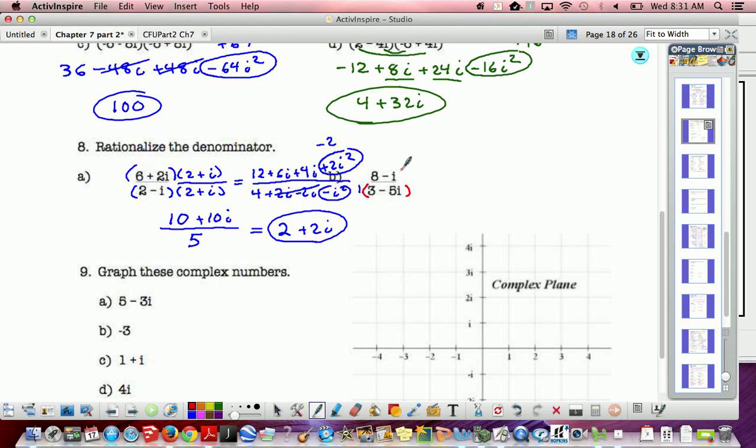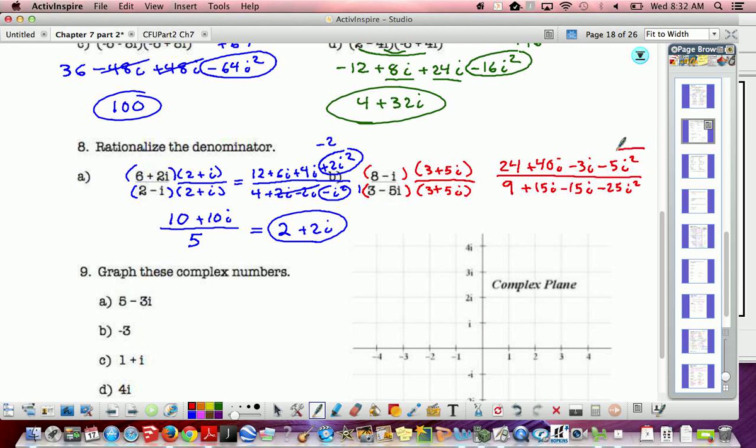All right, on the second one, B, we have to multiply the top and bottom by the conjugate, 3 plus 5i. So when I FOIL the top, I have 24 plus 40i minus 3i minus 5i squared. In the bottom, I have 9 plus 15i minus 15i minus 25i squared.